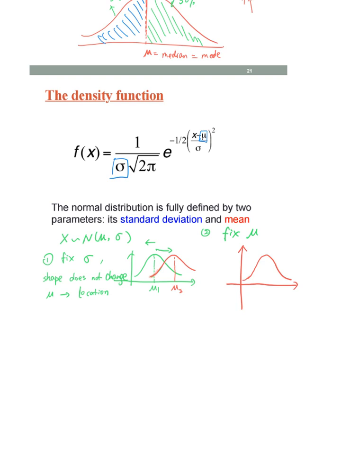If I change the standard deviation, based on the output from the graphing calculator last class, we know that sometimes the peak becomes bigger than before, and sometimes the peak becomes smaller than before.